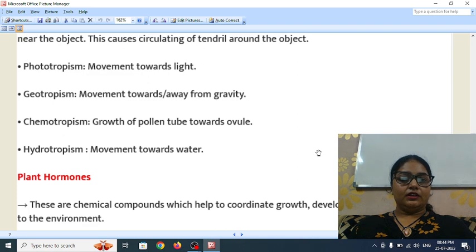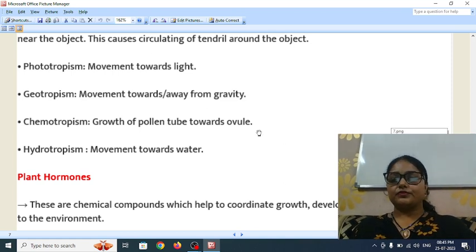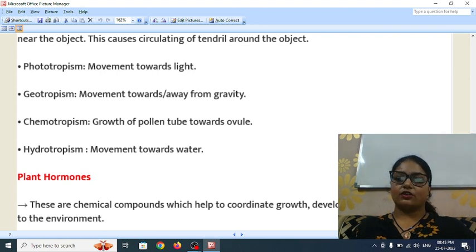Now, chemotropism, it means growth of the pollen tube towards the ovule for doing the fertilization. And hydrotropism, it means movement towards the water, also occurs.